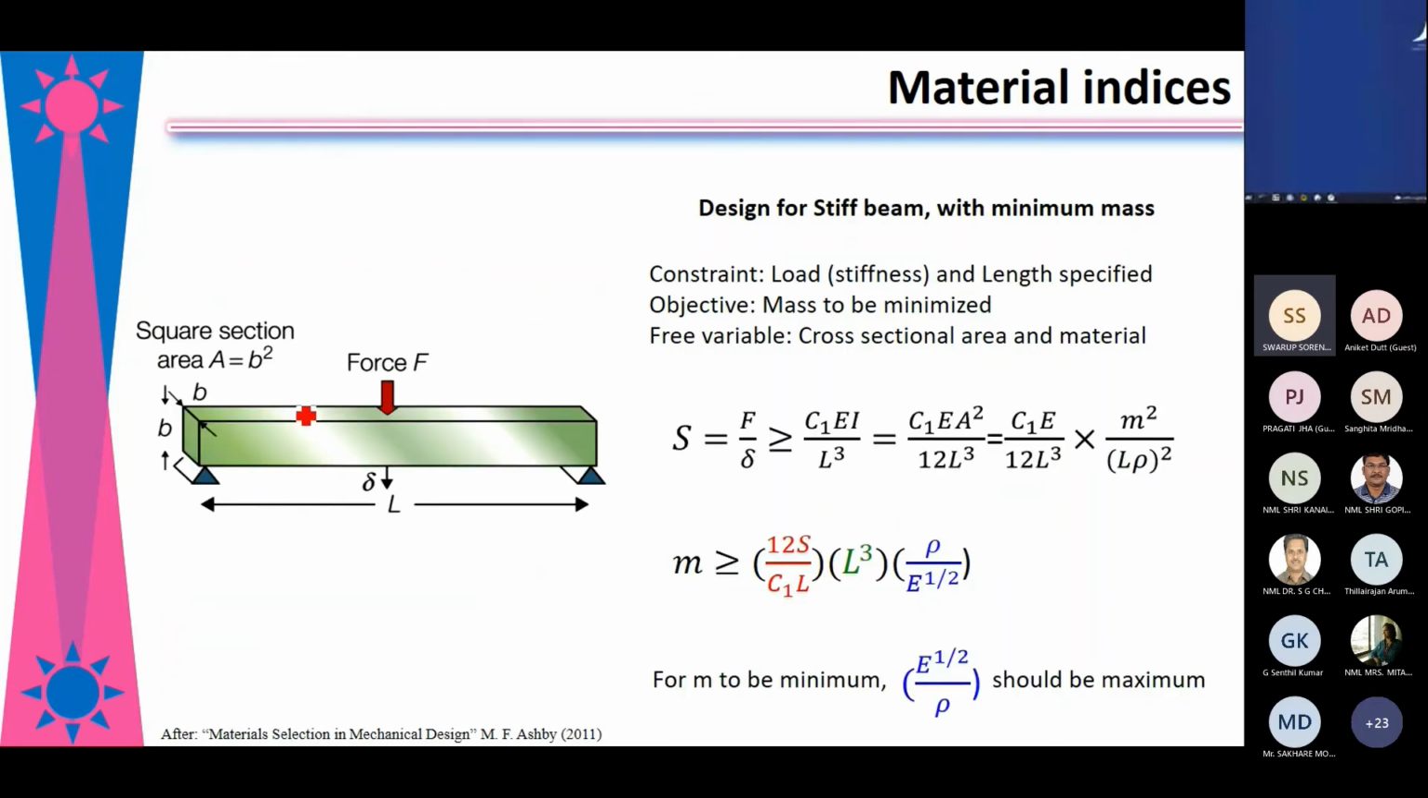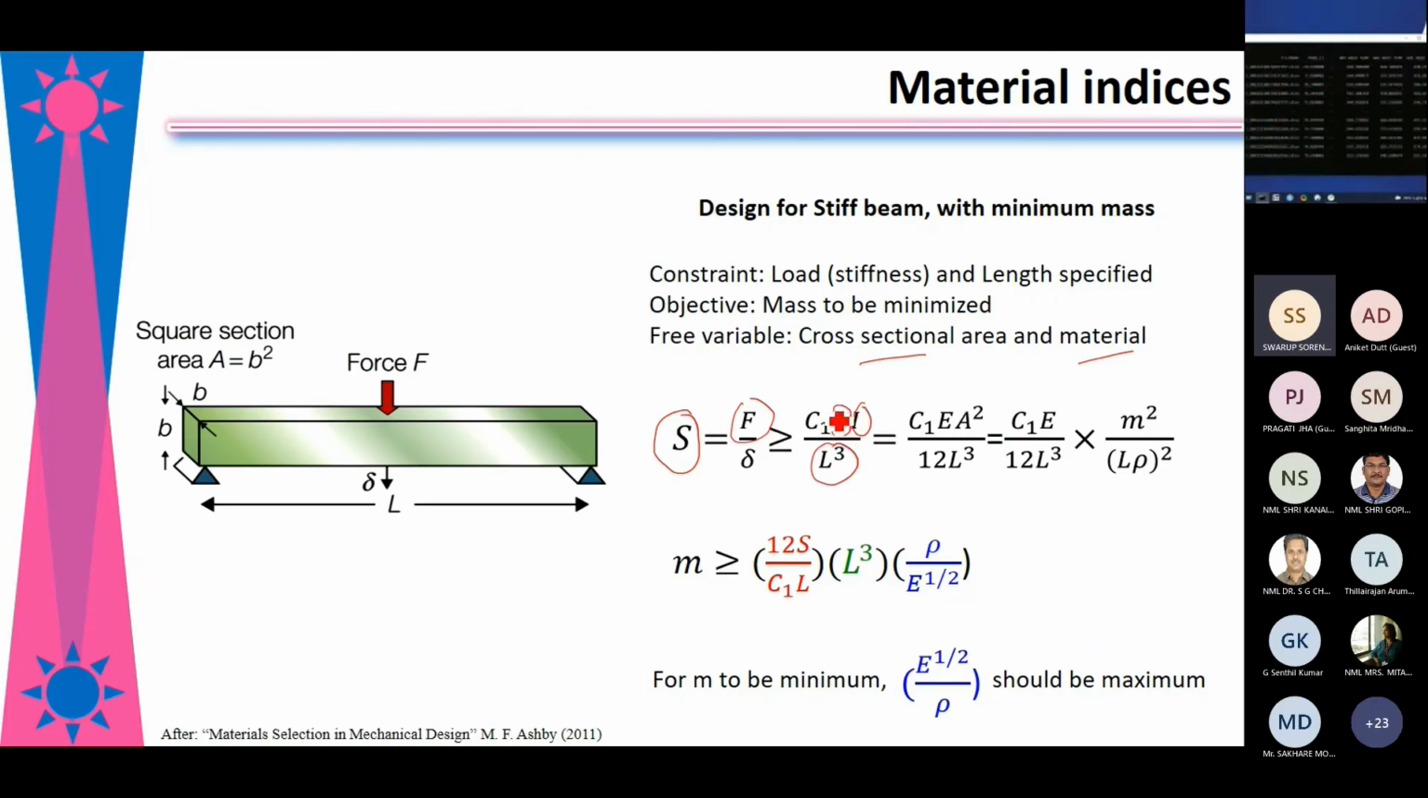Similarly, for a beam like this, based on the stiffness, we define the stiffness. This is the force we have to sustain, that is, the load, which leads to a stiff material, and then the length is specified. Mass has to be minimized. We have to choose from the cross-sectional area and the material. Stiffness is F by delta. Delta is the deflection here, and that should be more than this. This is the length, this is the second moment of area, and this is the modulus, and this is the constraint.